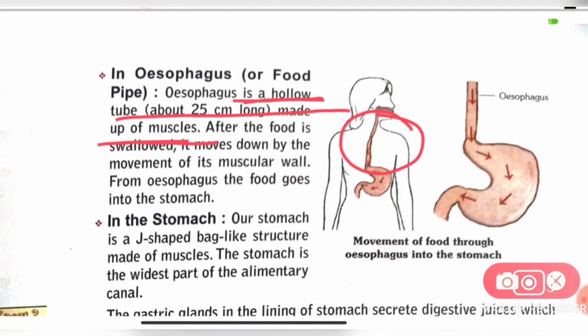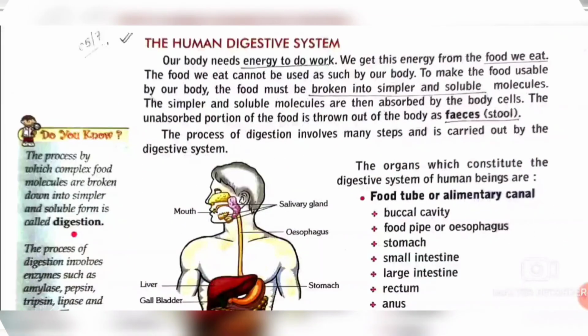Okay, after the food is swallowed, the food moves down through the esophagus. From esophagus the food goes into the stomach. তো যেহেতু মুখে খাবারটা কমপ্লিটলি ডাইজেস্ট হয় না, কিছুটা অংশ ডাইজেস্ট হয়, তো তারপরে মুখ থেকে কিন্তু খাবারটা esophagus হয়ে স্টমাকে চলে যায়. Esophagus is a completely muscular organ. এই মাস্কিউলার ওয়ালের মধ্যে দিয়ে কিন্তু খাবারটা মুভ করে স্টমাকে পৌঁছায়.